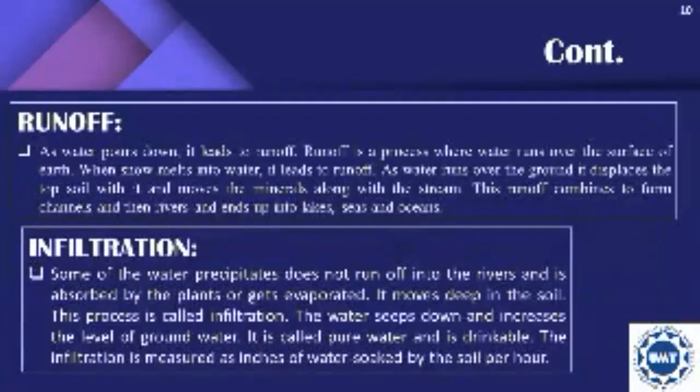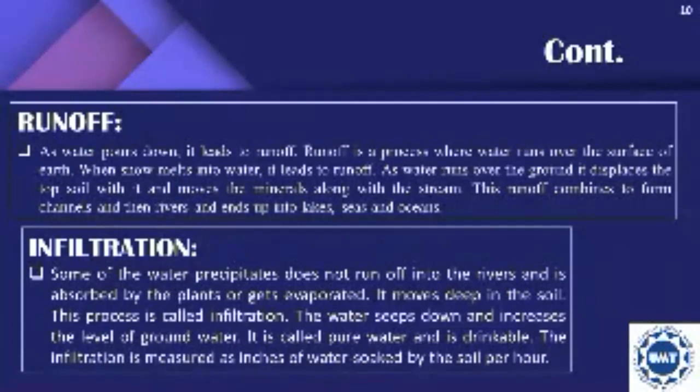So the next process is runoff. As water pours down, it leads to runoff. Runoff is a process where water runs over the surface of earth. When snow melts into water, it leads to runoff. As water runs over the ground, it displaces the topsoil with it and moves the minerals along with the stream. This runoff combines to form channels and then rivers and ends up in lakes, seas, and oceans.